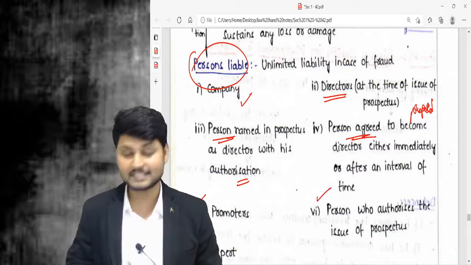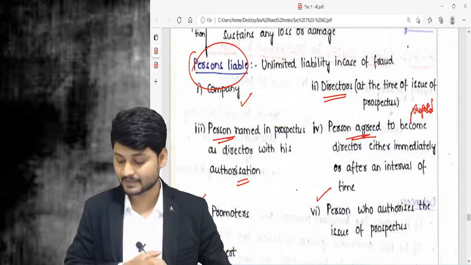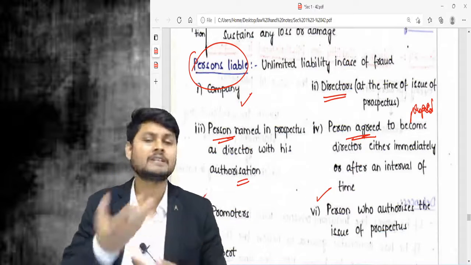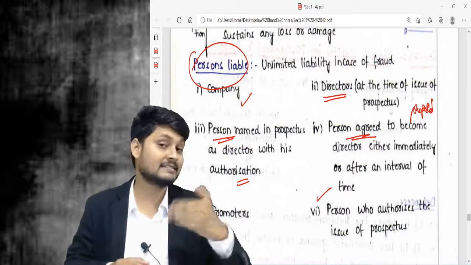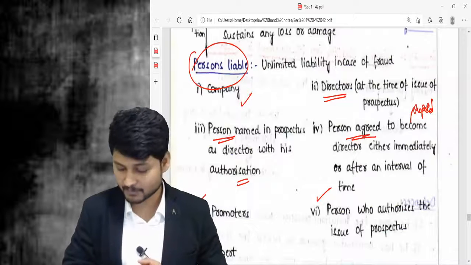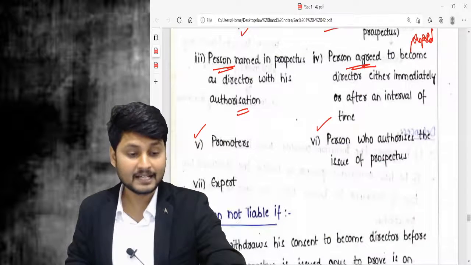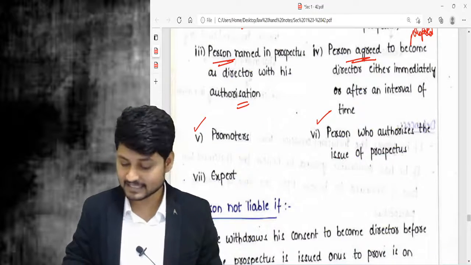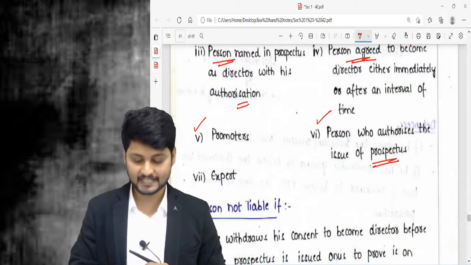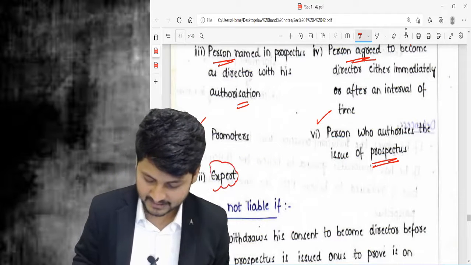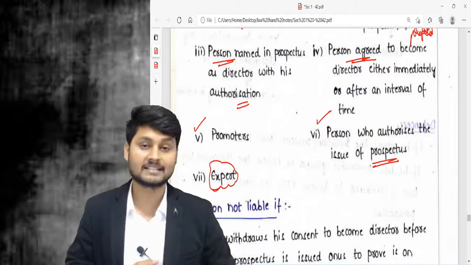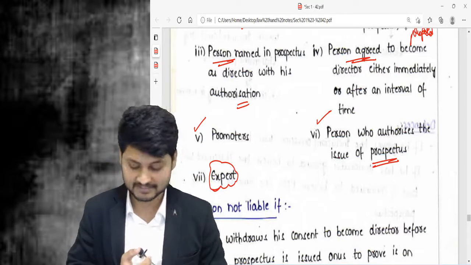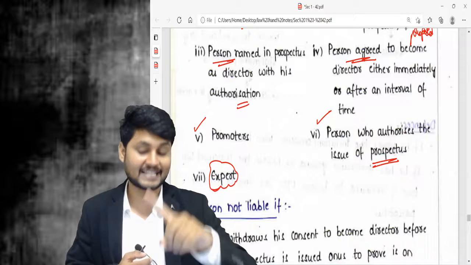Point number 6, it is the person who authorizes the issue of the prospectus. He may not be the director, but he authorizes the company to keep his name in the prospectus, and he authorized the issue of the prospectus also. And then the last point, it is the expert, and we all know in the previous sections we discussed the expert case. In section number 26, contents of the prospectus, we discussed the case of the expert.